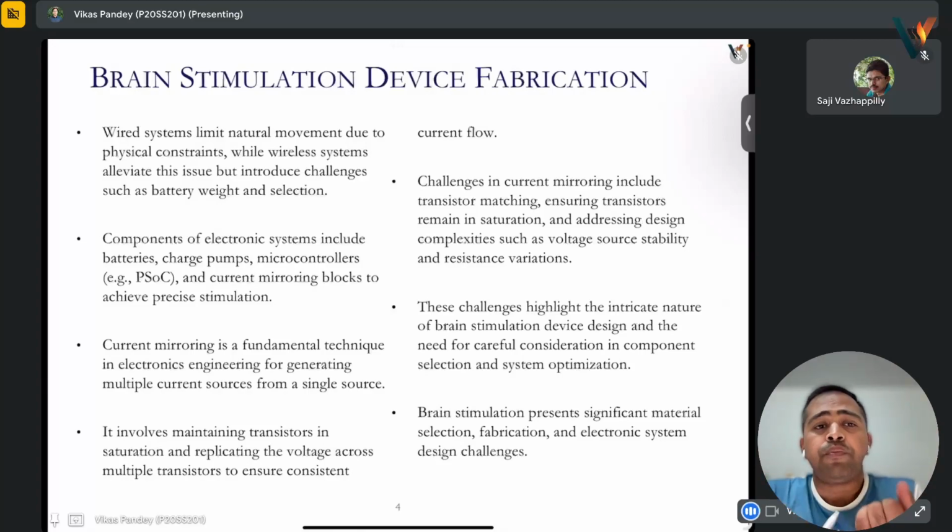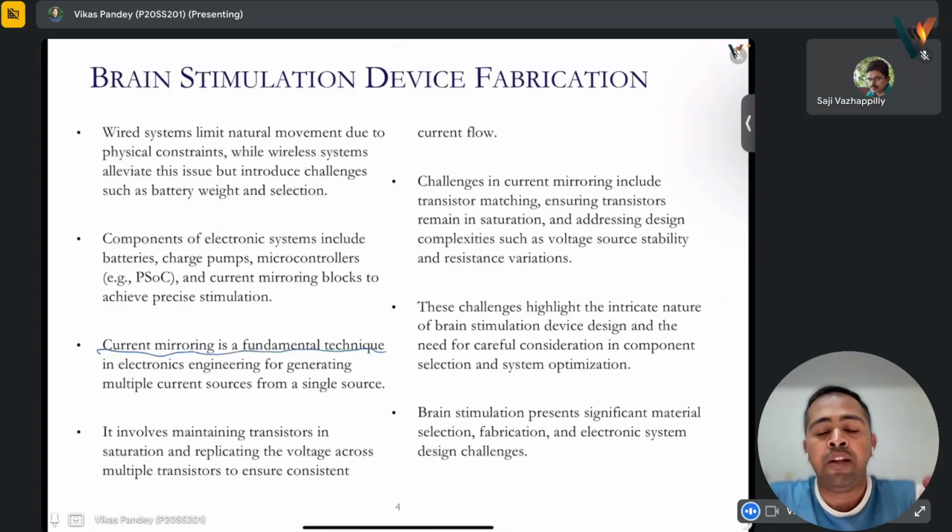Okay, so in this case, one thing that comes into play is that batteries are used, then charge pumps, since we have to inject charges, right? Then microcontrollers, a small processor along with a small memory where the codes are kept. Then there is one very important thing, that is the current mirroring block, to achieve very precise stimulation. Current mirroring is a fundamental technique in electronics engineering for generating multiple current sources from a single source.